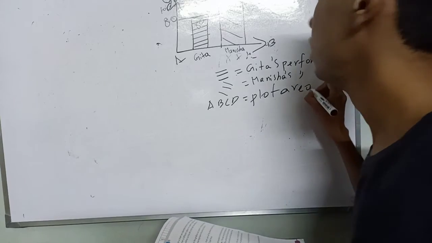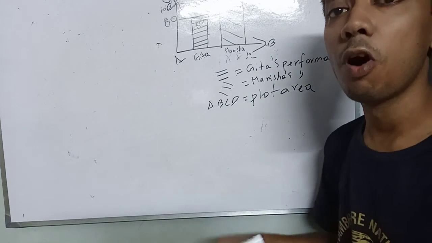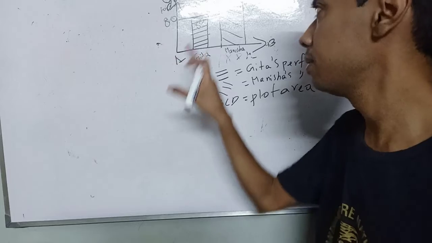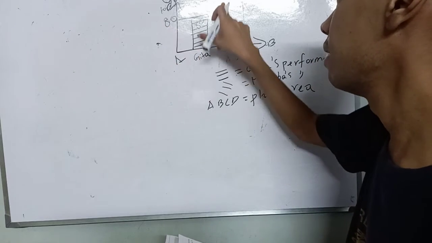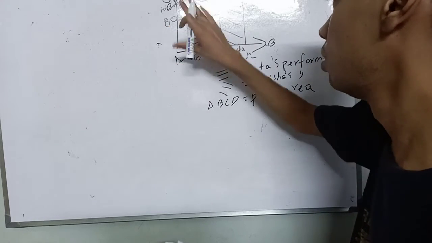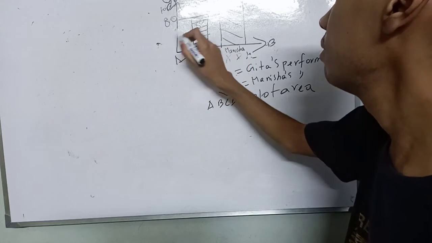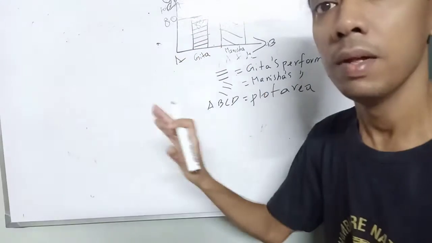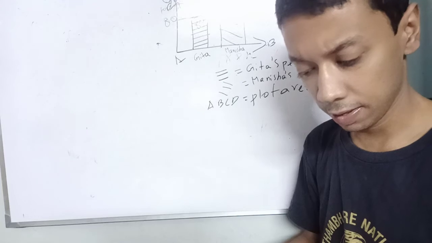This A, B, C, D is called the plot area. Plot area means the total area occupied by the chart, axis and these grid lines. Chart, whole chart, these two axes and these grid lines. Okay, this is the plot area.